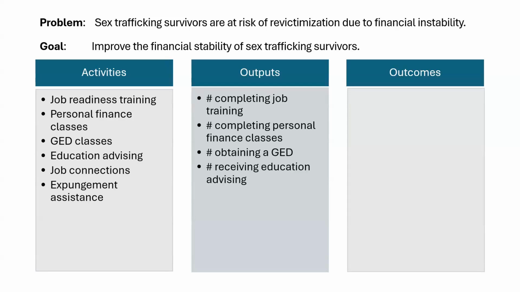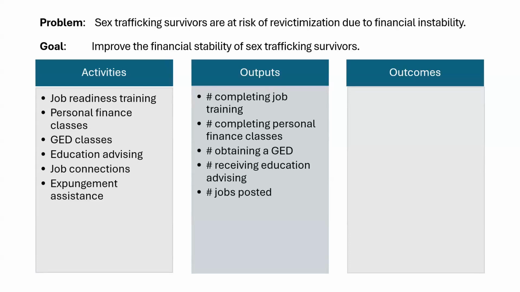For job connections, the output could be the number of relationships with area employers, maybe job opportunities posted, or the number of people who get a job. Let's say we're going to count the number of jobs posted. And finally, for expungement, we'll count the number of people who receive an expungement of their record.